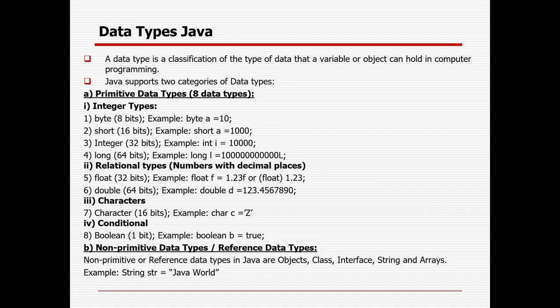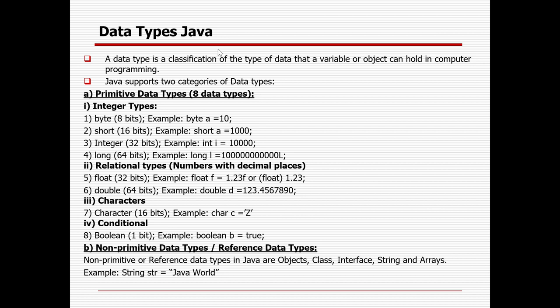And integer also will have four different types: byte, short, integer, long. Floating point will have two: float and double, so it will be decimal format. Integer means there will be no decimal, only numbers. It can have negative to positive values. Character will have only one character, A to Z, uppercase and lowercase. Boolean will have only two values, true or false. And non-primitive or reference data types can be object, class, string, array, interface, etc. All of that will be covered in the upcoming sessions, so you need not worry.